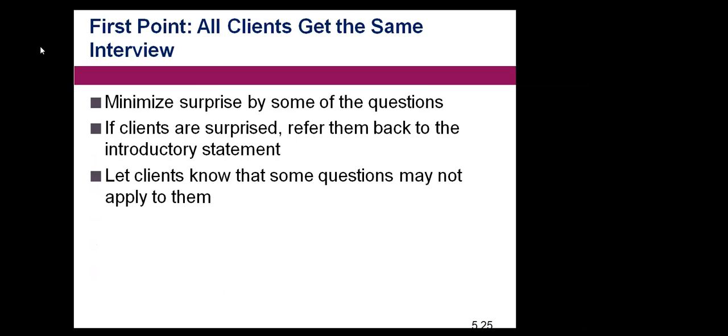First point, all clients get the same interview. This will minimize surprise by some of the questions. For instance, if you ask questions that have to do with criminal behavior and the client has never engaged in any criminal act, they can be taken aback or they may feel offended. Why is he asking me? But you tell them that these questions are for everybody. That's why when you administer them, you watch their demeanor, how they respond, and their body language.